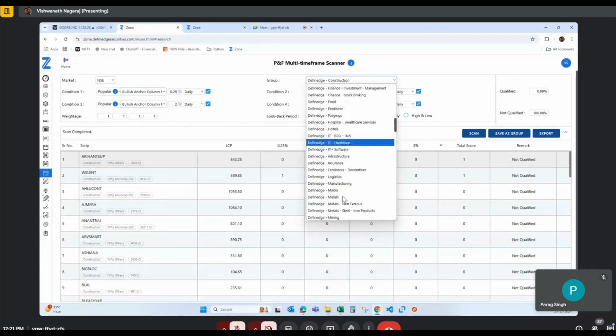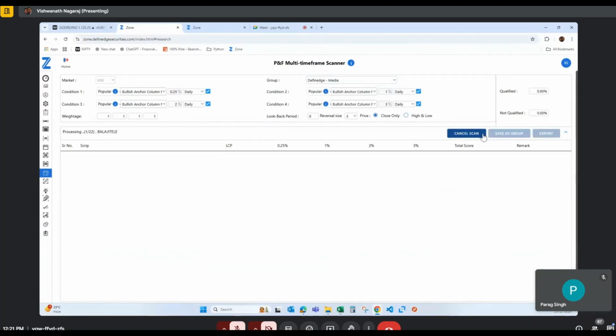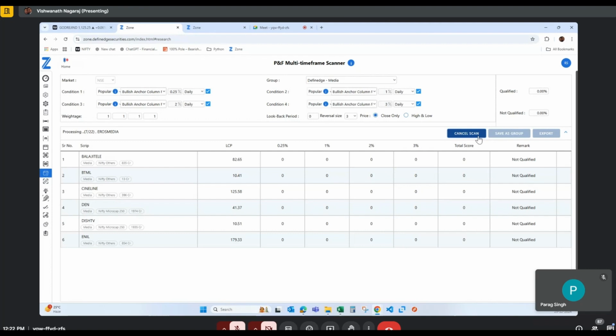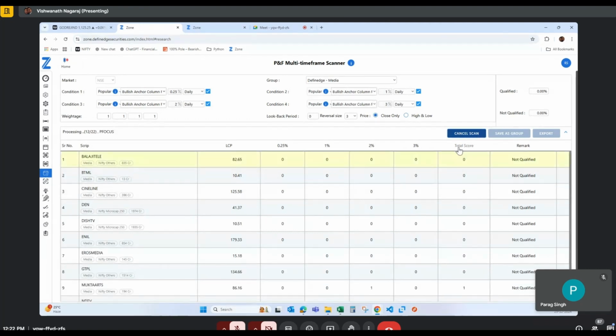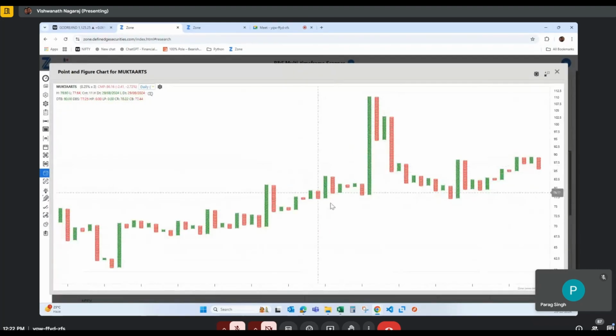Let's see if something comes out of there. Okay, something's come. Mukta Arts, this anchor column is taken out, so it's no longer valid. But again, the famous Mr. Tejwani's setup looks like it's coming. Prakash, does this qualify for your VCP setup? No, this anchor column is taken out.